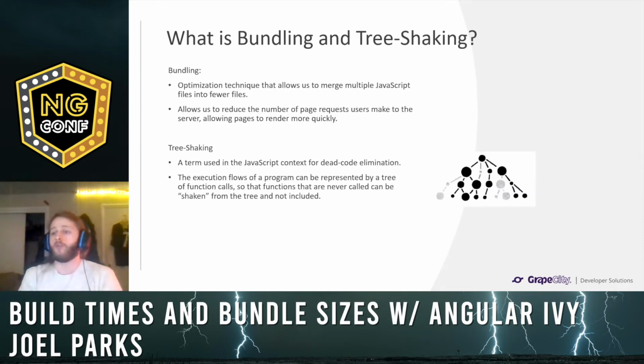Now, just a quick overview on bundling and tree shaking. Bundling is the optimization technique that allows us to merge multiple JavaScript files into fewer files, and that allows us to reduce the number of page requests users make to the server, allowing pages to render more quickly. Tree shaking is a term used in the JavaScript context for dead code elimination. The execution flows of a program can be represented by a tree of function calls, so that functions that are never called can be shaken or removed from the tree and not included in the final bundle.